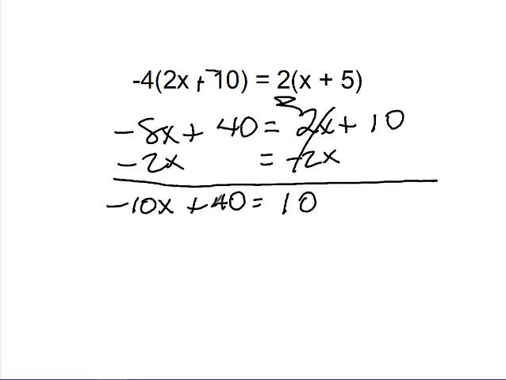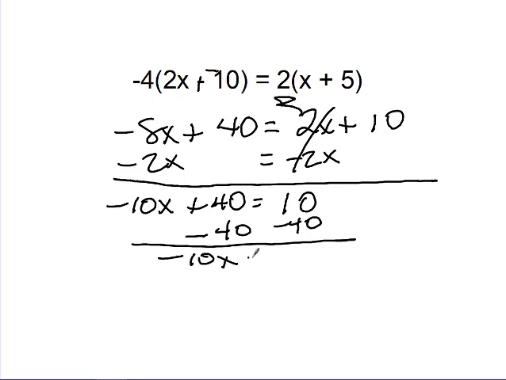So now I need to move this 40 over to be with the 10. So I'm going to subtract 40 on this side, subtract 40 here, and I'm left with negative 10x is equal to, and then 10 and negative 40 give me a negative 30.